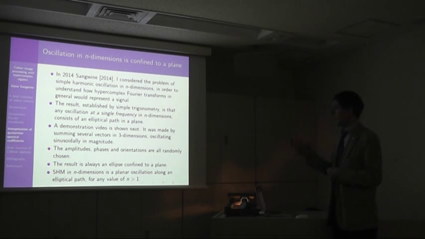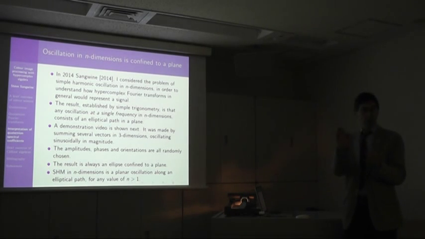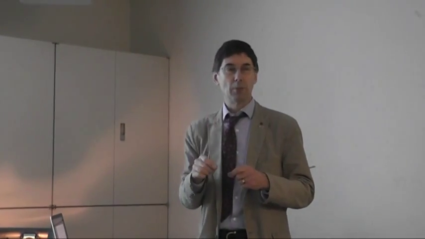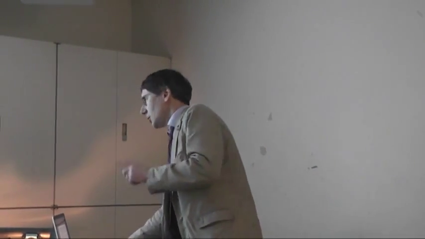And in the video, what I've done is sum together a number of vectors in 3 dimensions, all oscillating sinusoidally in magnitude. So if you imagine a vector pointing out along a direction, oscillating in magnitude with a sinusoidal waveform, with an arbitrary amplitude, an arbitrary direction in space, and an arbitrary initial phase. And then I've combined a number of these together with the one common factor, they're all oscillating at the same frequency. And the result is always an ellipse.